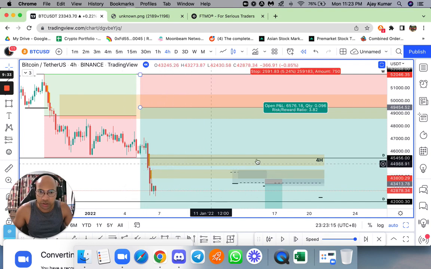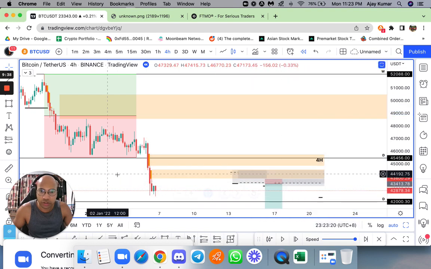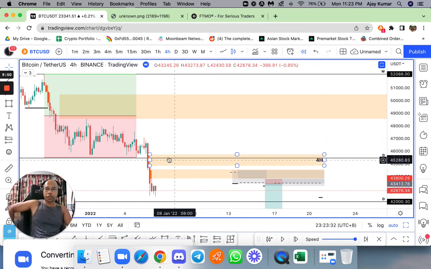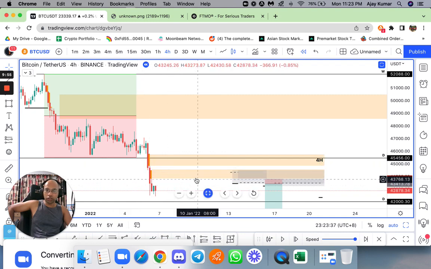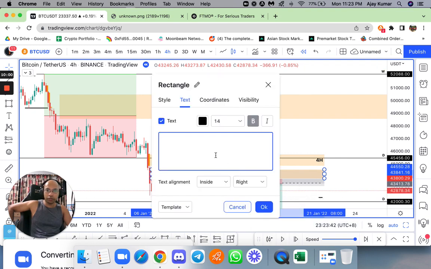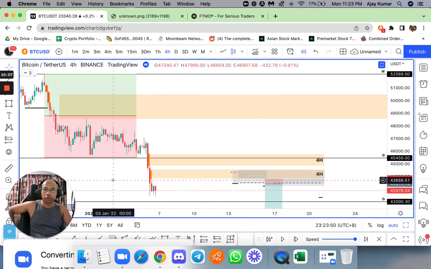Sorry, I'll just delete my shorting thing. These things were already marked here because I just finished my class with the mentor, so we were just going through them and I did not delete all this. Basically, this is the 4-hour fair value gap here that has just now come into play. This is the 4-hour fair value gap. So we just mark those points of interest.